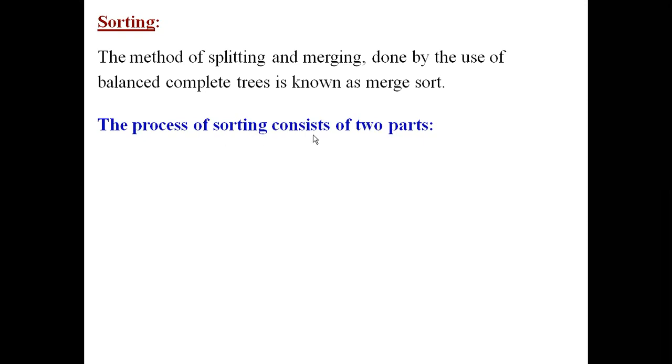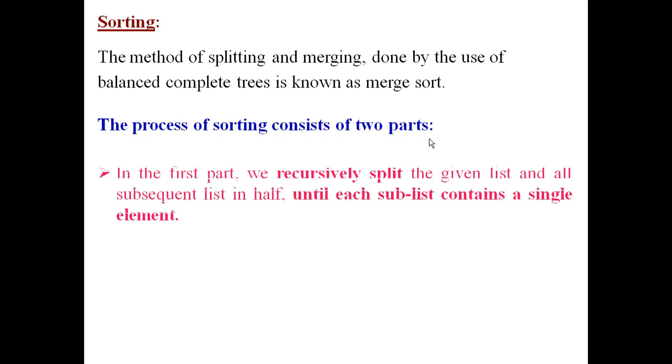The process of sorting consists of two parts. In the first part, we recursively split the given list and all subsequent lists into half until each sublist contains a single element. So in the first part, we are going to split continuously the given list, and in all the subsequent lists, we are going to split it into half, until each sublist contains a single element.